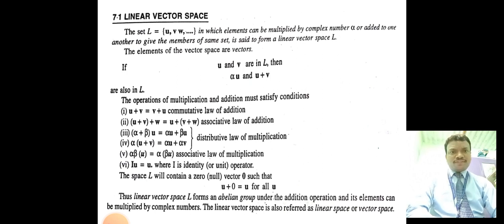The concept of the linear vector space is used in quantum mechanics. The application of the linear vector space is in quantum mechanics, which describes the system of vector elements. In this case, we can apply the concept of the linear vector space. So it is very useful in quantum mechanics.